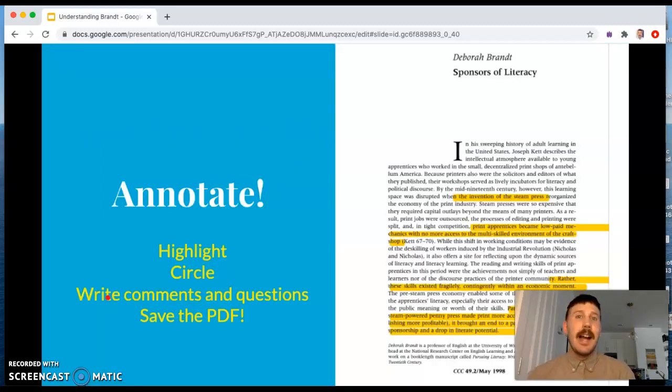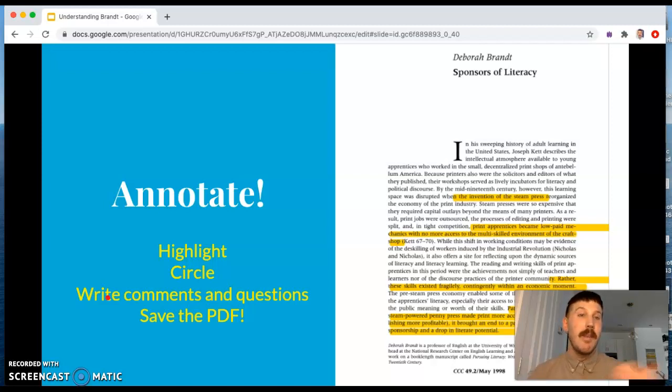Here are some skills for active reading when you're reading scholarly articles, and this applies to all kinds of scholarly articles, not just the Brandt. The first thing I would suggest is to annotate anything that you're reading. Since you're most likely reading on your computer screen, I have some suggestions that include using a PDF reader of some kind. So I really encourage you to highlight things as you go along.